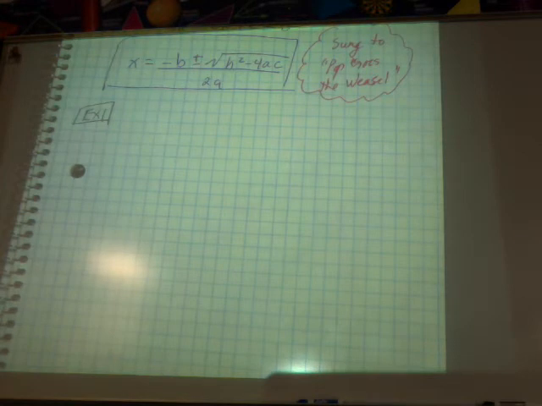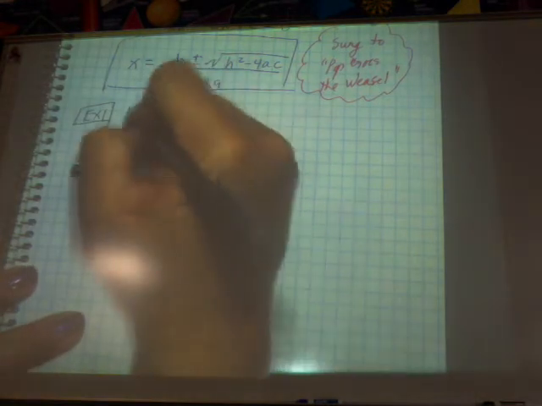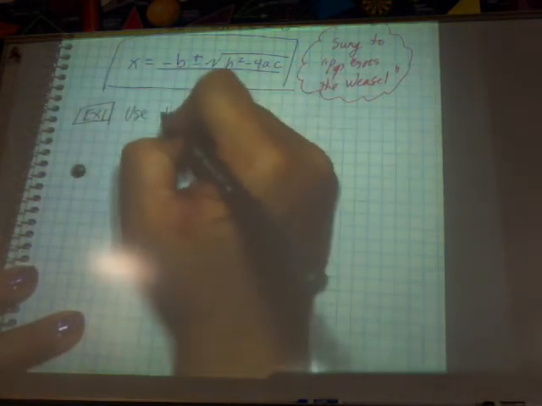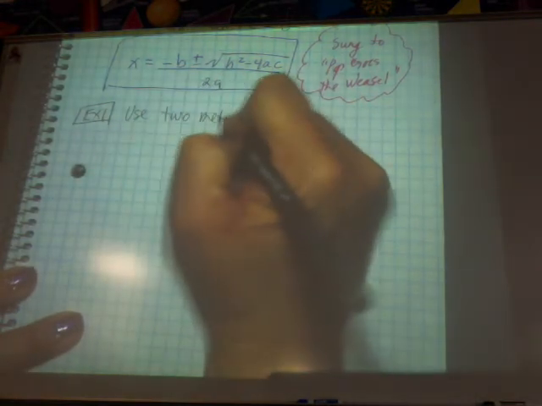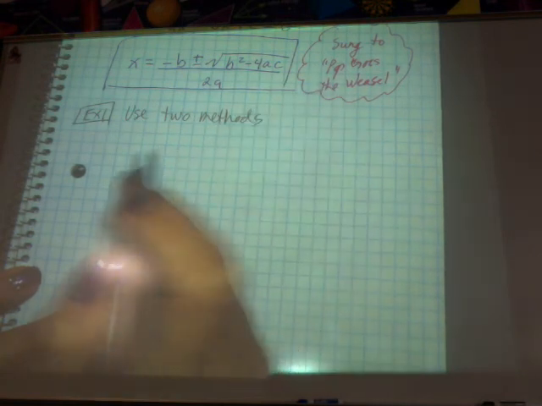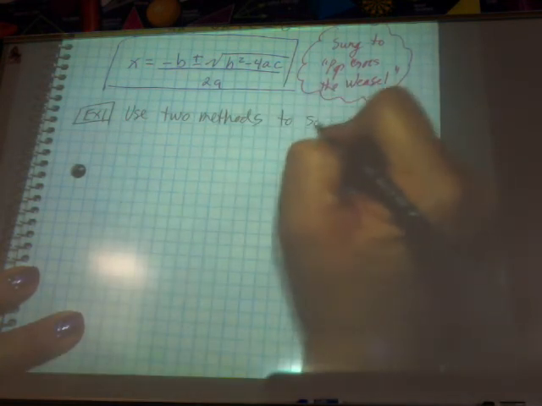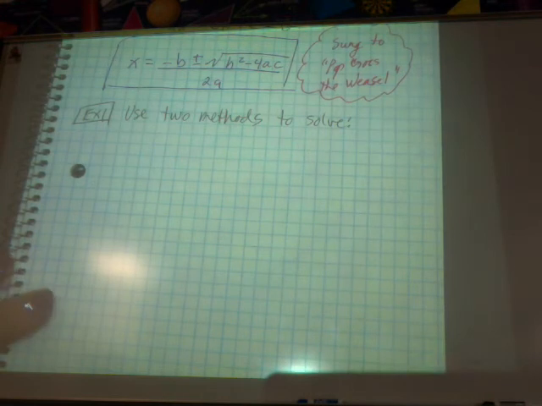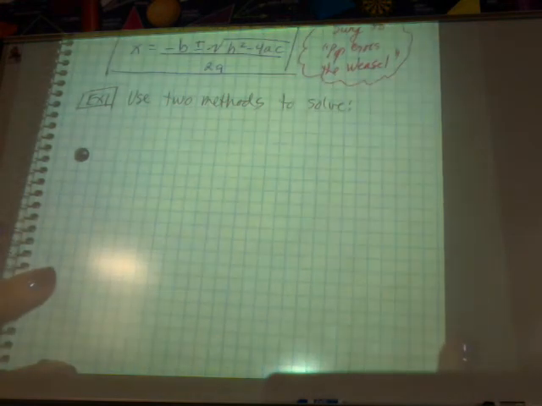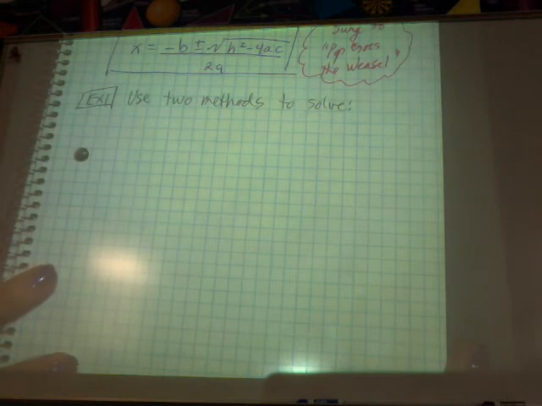Actually, there's more than 2 methods, but we're going to look at 2 different methods. There's 4 methods that we could use. We're going to look at only 2 for solving the following quadratic. So you might be asked to use 2 methods to solve. The 2 methods that you should be using would be either the quadratic formula and completing the square, or the quadratic formula and factoring. I wouldn't probably choose graphing as one of my methods.